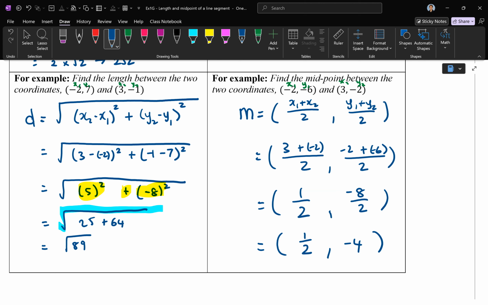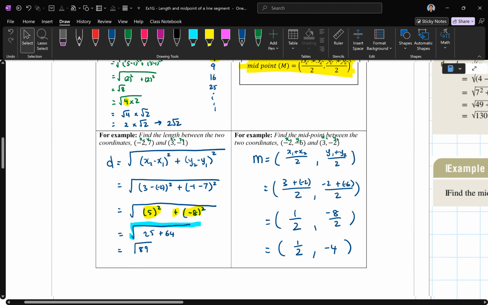Don't change them to decimals. Okay, get into a habit. Don't try to use decimals. As you carry on with methods, we will stick with fractions and exact values. Okay? So far, so good.